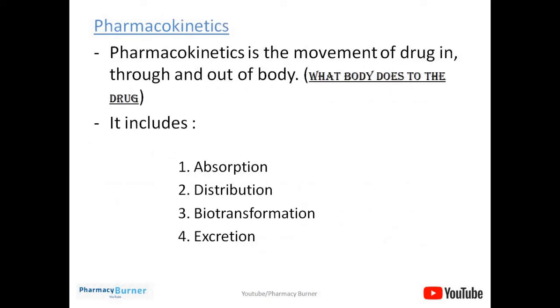Next, we are going to cover pharmacokinetics in depth. Pharmacokinetics is the movement of a drug through and out of the body. We can also say it is what the body does to the drug. It includes 4 different processes: absorption, distribution, biotransformation, also called metabolism, and excretion.